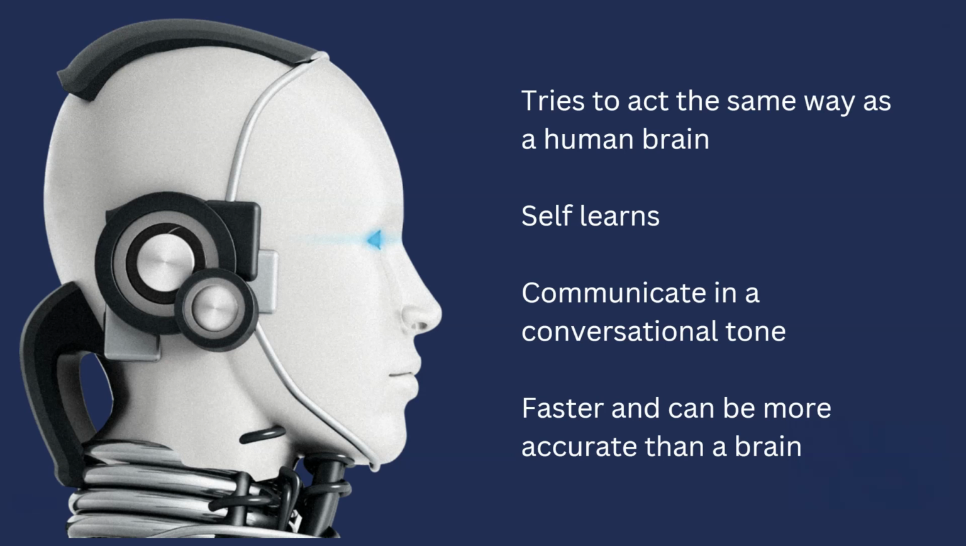It can self-learn. In other words, it can understand the inputs we put in and learn from that, just like humans. It can communicate in a conversational tone, which is why ChatGPT has become so popular. And ultimately, it's faster, more efficient, and can be more accurate at times than the human brain.